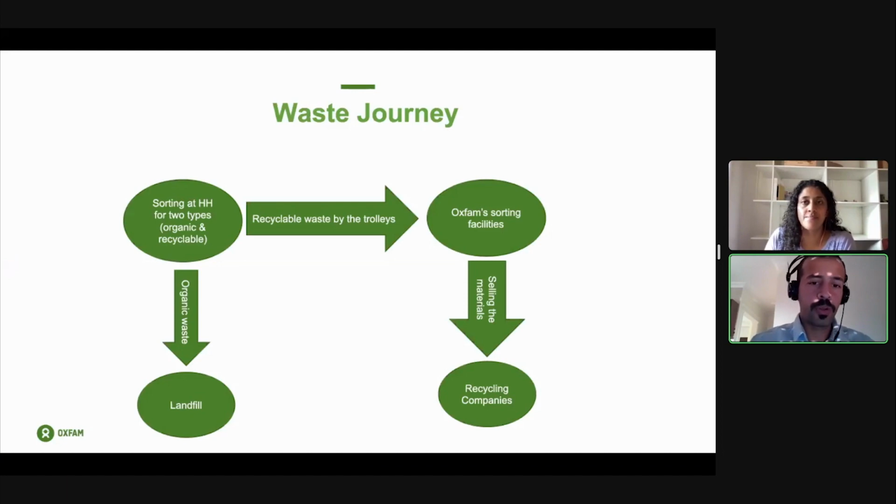Okay. So the waste journey in Za'atari camp happens at the household, of course. Two types of waste are segregated by the household. Then the recyclable waste is collected by trolleys and goes to Oxfam's sorting facilities. Then we sell it to recycling companies. All other waste is collected by Oxfam also, and it goes to the landfill or the dump site near the Za'atari camp.